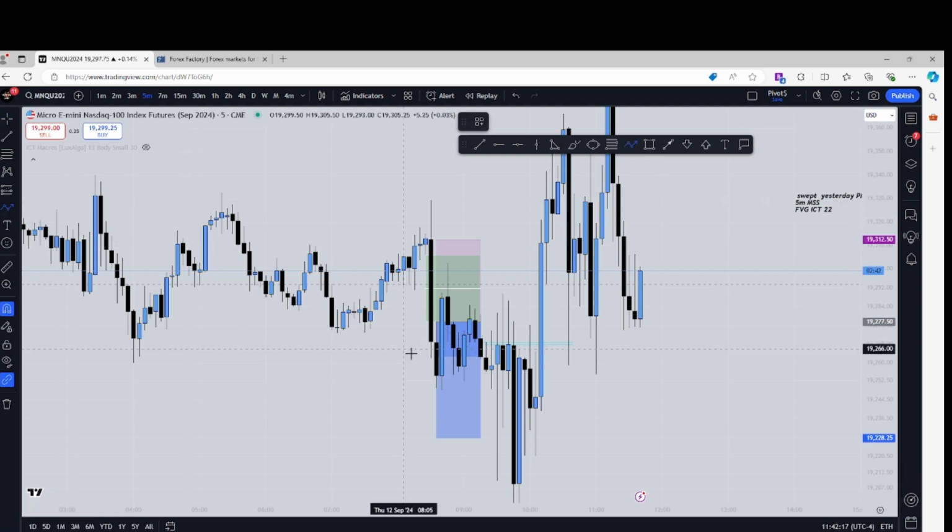So again, market structure shift. And you can put it on this one, but then again, we had a new high here, which actually took out this.